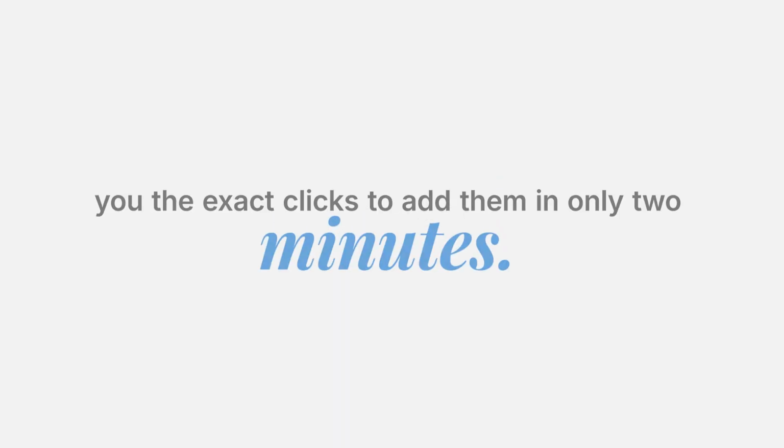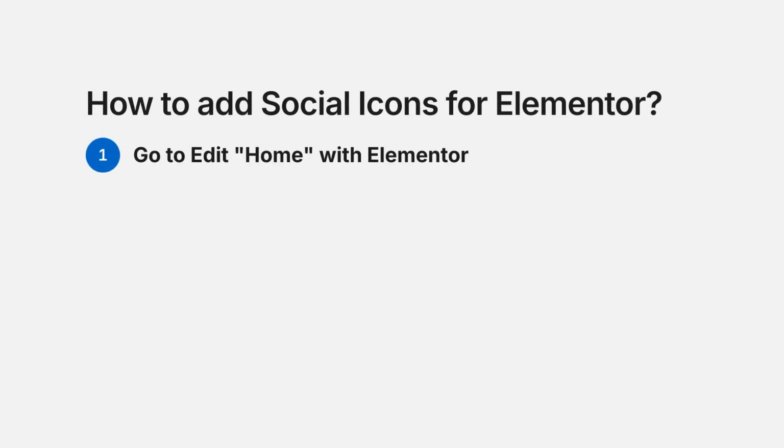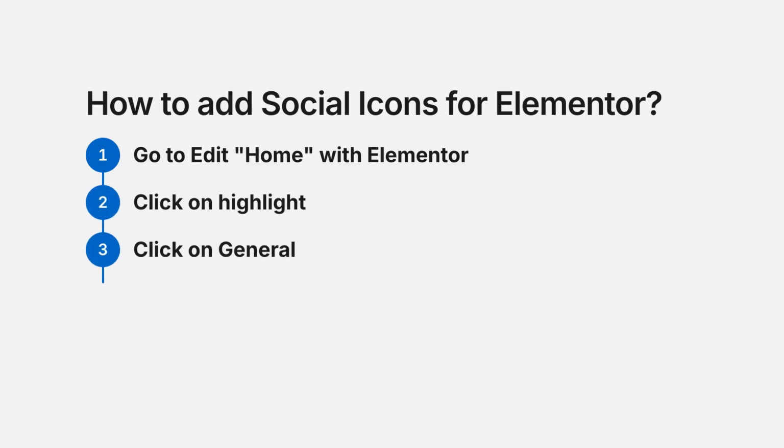Frustrated digging through Elementor for social icons? This guide shows you the exact clicks to add them in only 2 minutes. Start by editing your homepage, then locate the social icons section, add Facebook, and finish by customizing shape, alignment, and style.